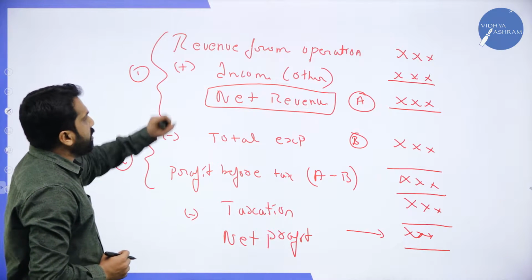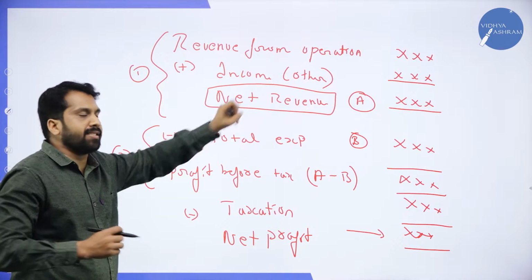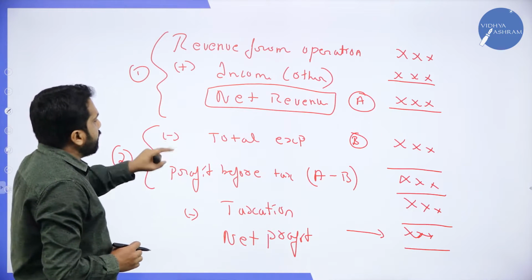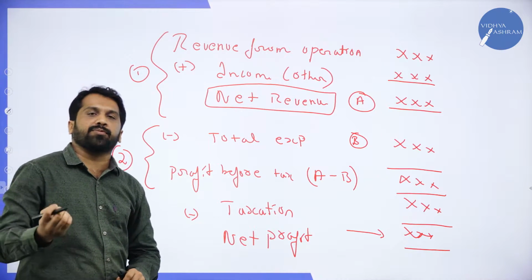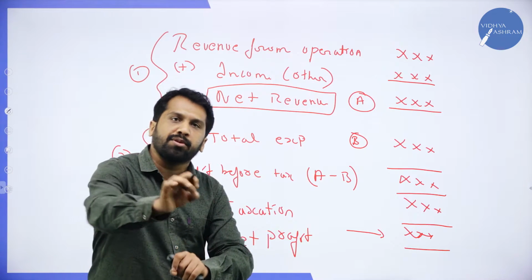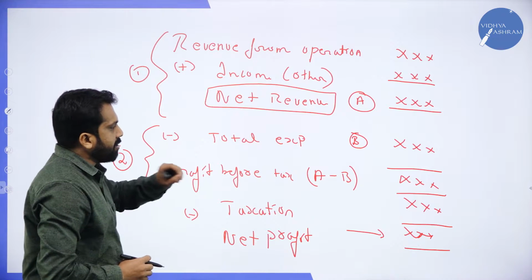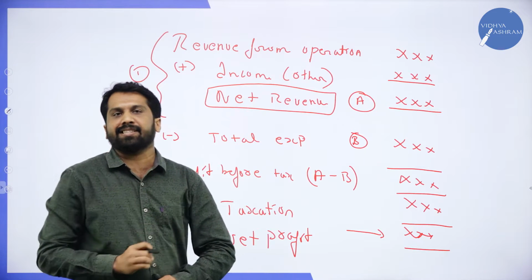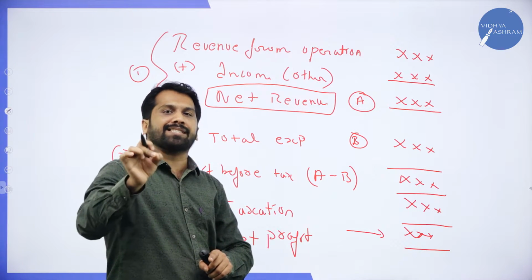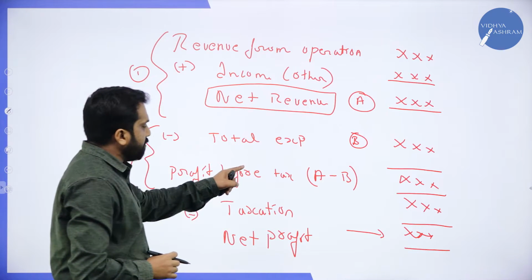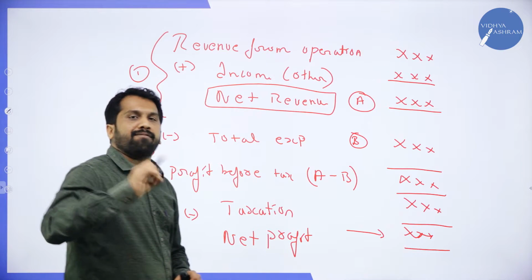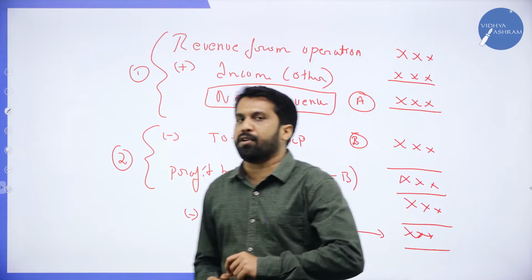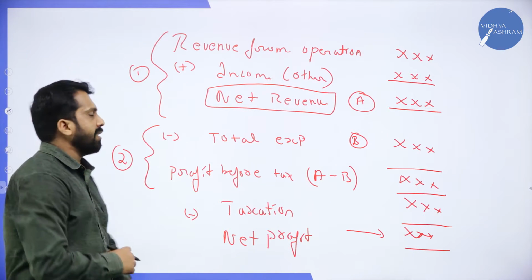Now, just remember, revenue from operation, that is your sales. Add other income, you will get net income or total income. Minus total expenses. Whatever expenses you have to minus. After deducting your expenses, what you will get? You will get profit before taxation, meaning taxation has not yet been deducted. From this, if you minus taxation, your final answer will be net profit. I'll simplify this format with numbers, easy to understand.